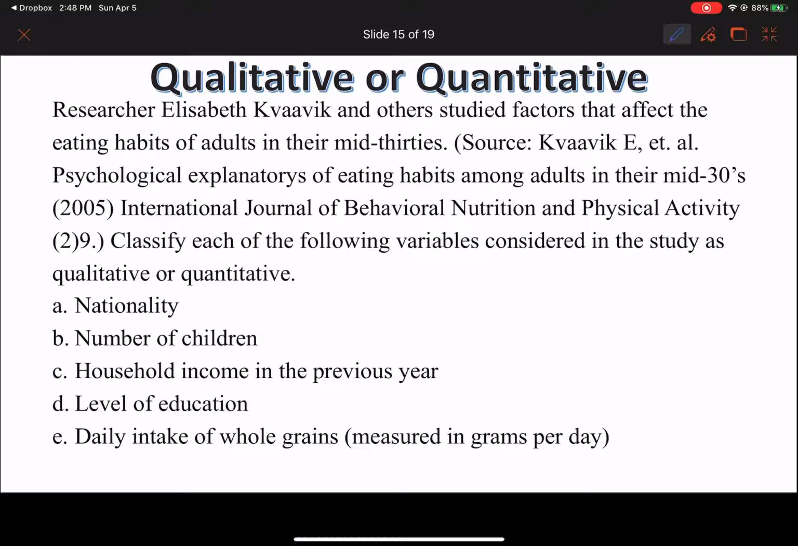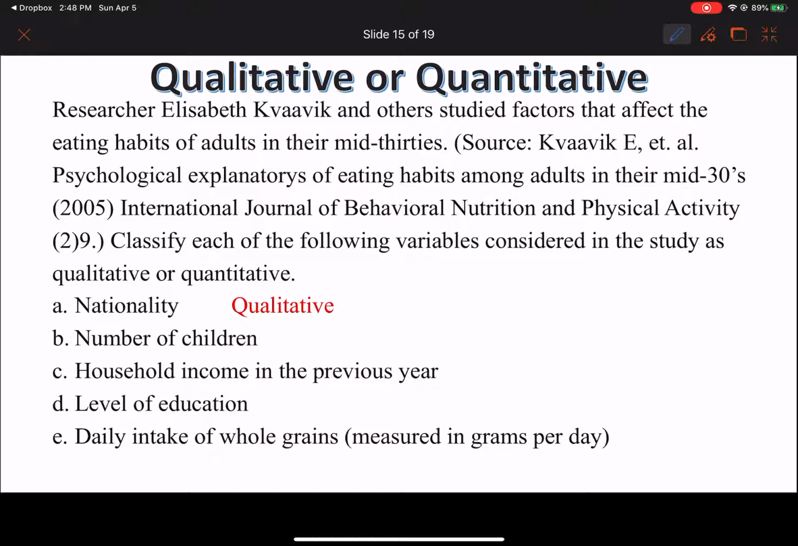So this list right here are variables that were considered in this study. Think about, are these qualitative or quantitative? Remember, qualitative are either numbers you don't do math with, or they are not numbers. So nationality is not a number, so it's qualitative.